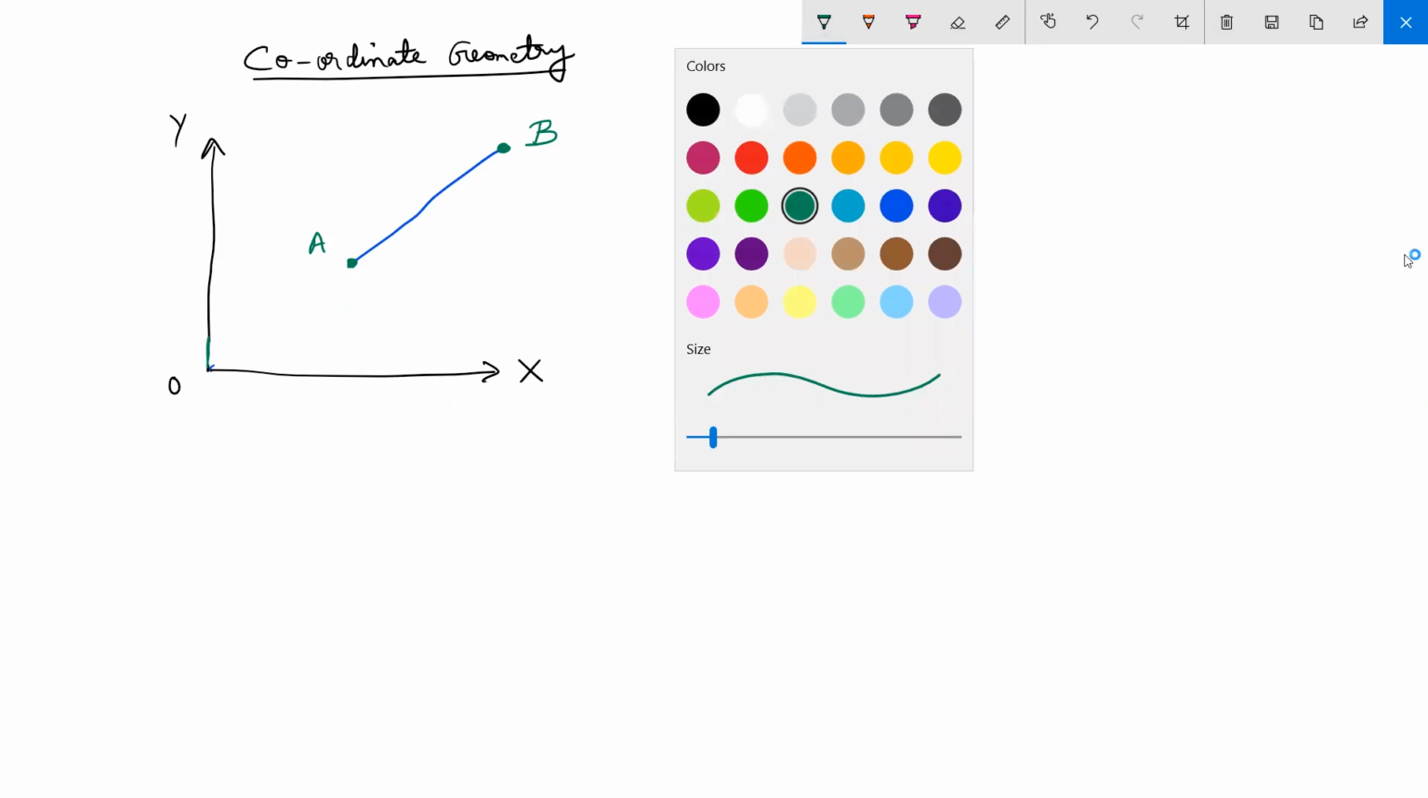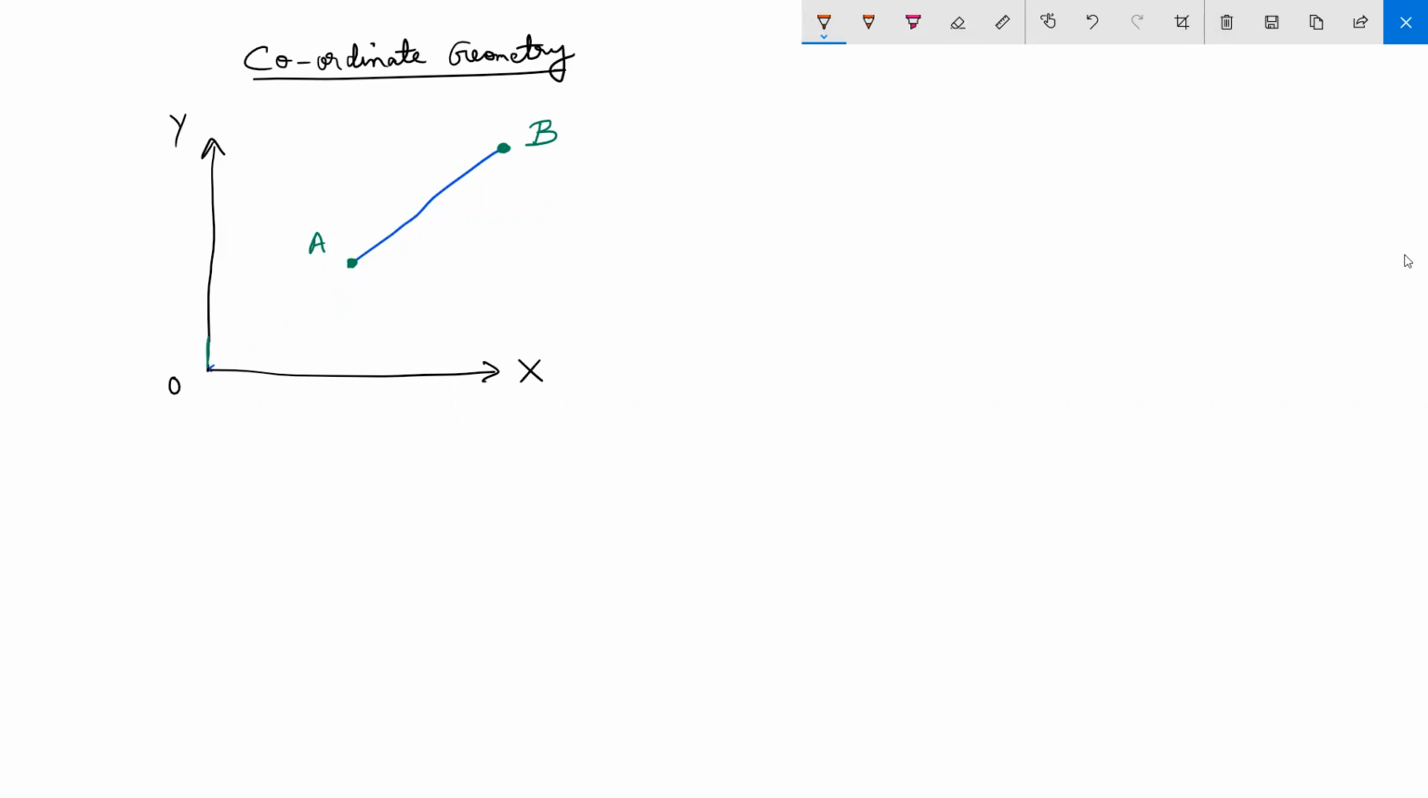Now here AB is a line segment which lies in the xy plane. P is any point which is dividing the line segment internally in the ratio of m1 is to m2. Now I will draw a perpendicular from A on the x-axis and similarly a perpendicular from B on the x-axis, and similarly parallels to the x-axis from A and from P like this. Is it clear?